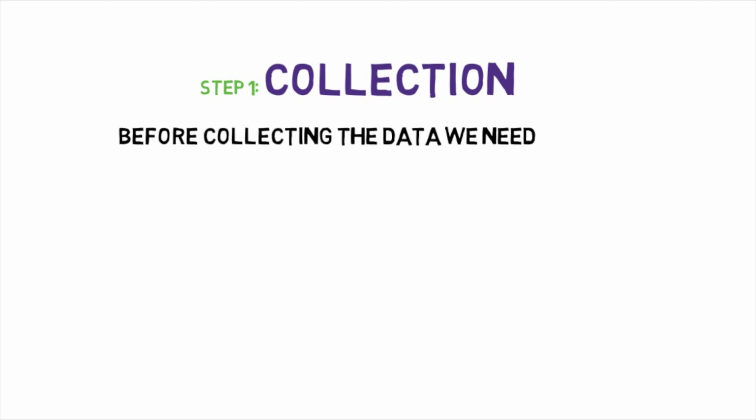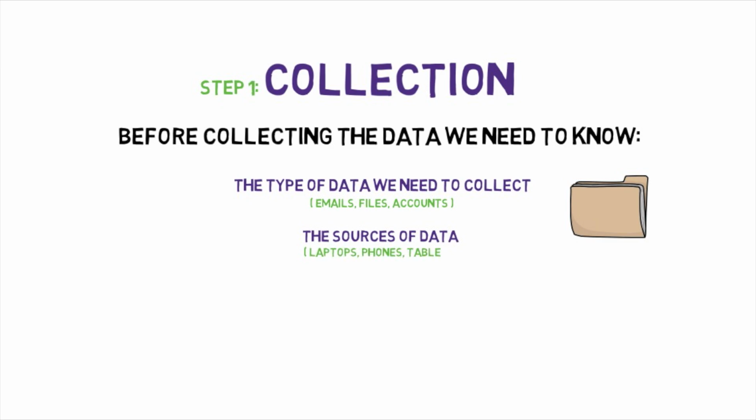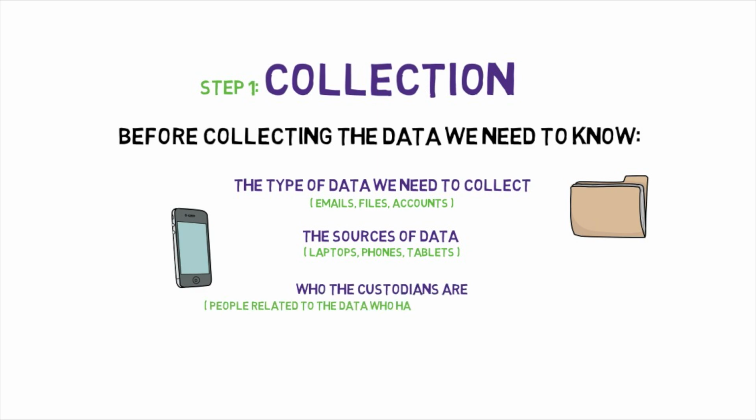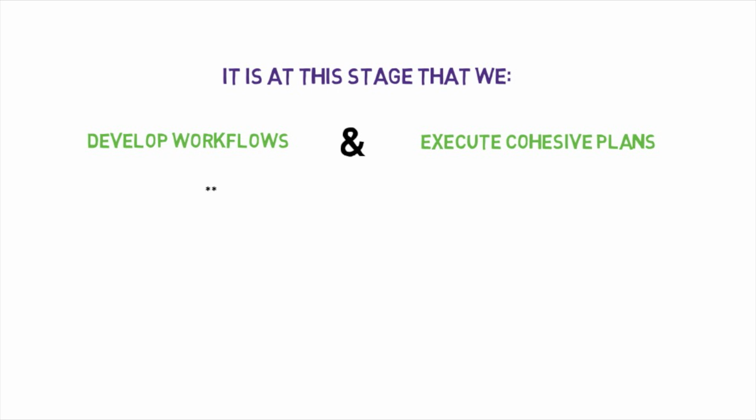Before collecting the data, we first need to know the types of data we need to collect, like emails, files, and accounts. The sources of data, like laptops, phones, and tablets. And who the custodians are. The custodians being people related to the content who have access to its contents. It is imperative at this stage that we develop workflows and execute cohesive game plans, because if we don't, the rest of the process will lack efficiency.